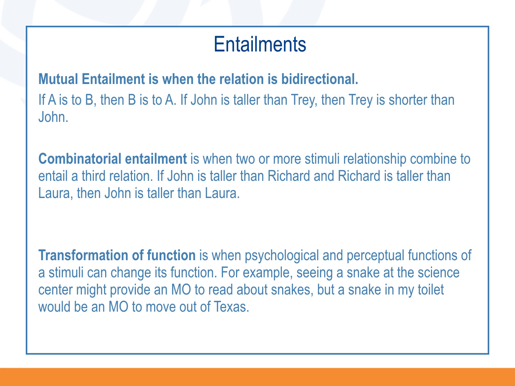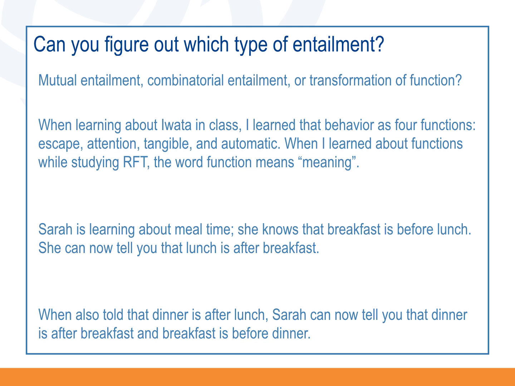that might motivate you to read about snakes more. But if I saw a snake in my toilet, that would be my motivation to move out of Texas immediately. So when seeing a snake, you do not always have the same response; it depends on the context. So let's look at these different types of entailment and see: is it mutual, combinatorial, or are we looking at a transformation of function?